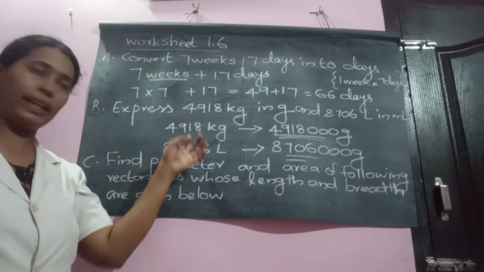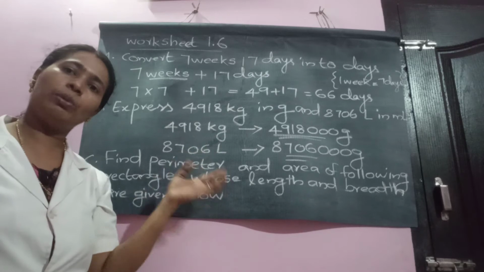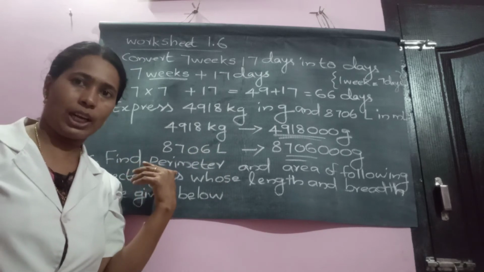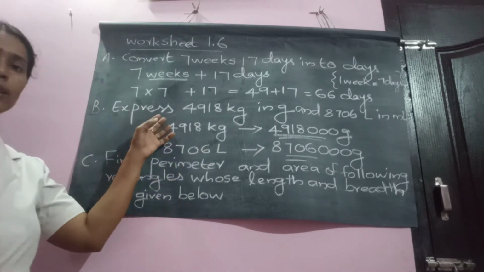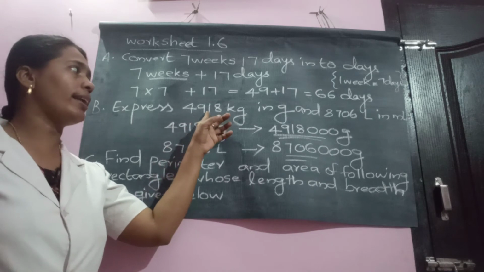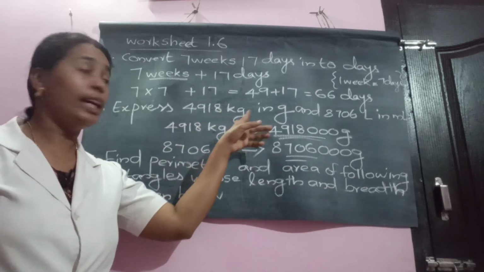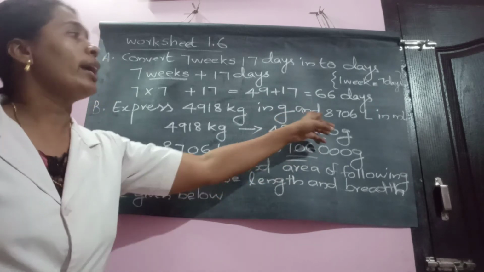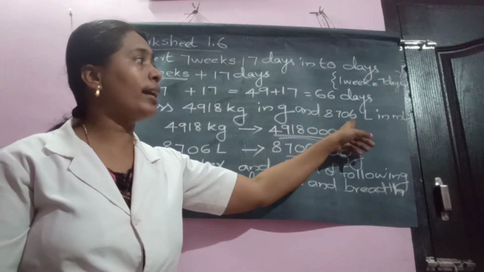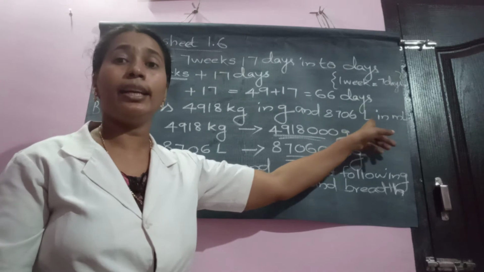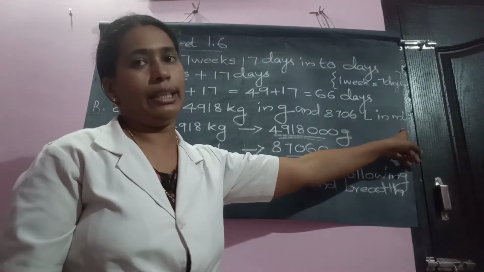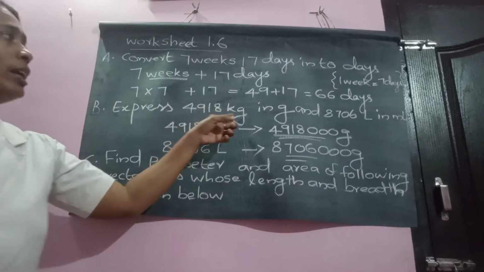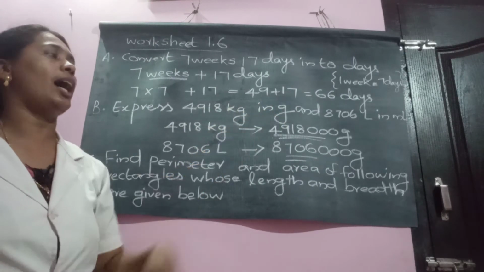Express, this is a repetition actually. We did the same question in the previous worksheets also. Express 4918 kg into gram. Also 8706 liter into milliliter. So first one, kg to gram.